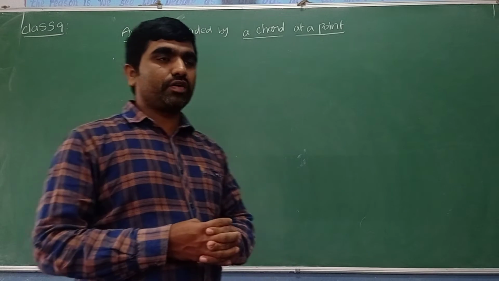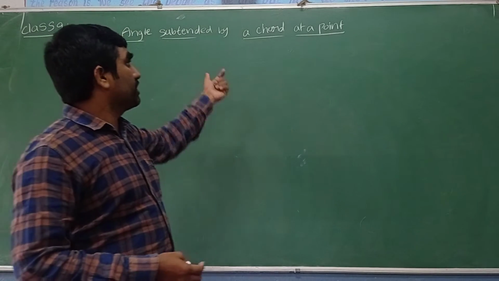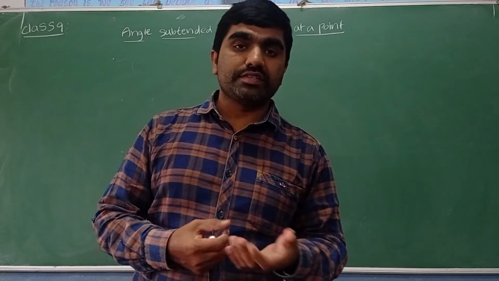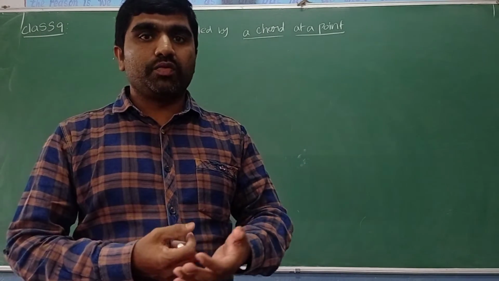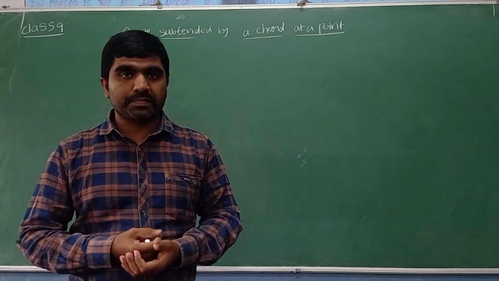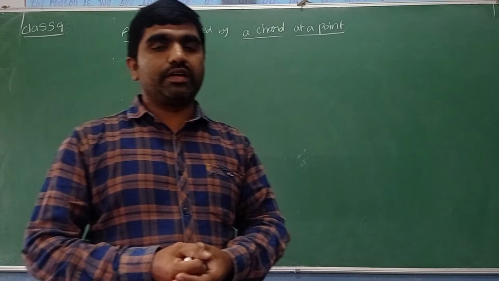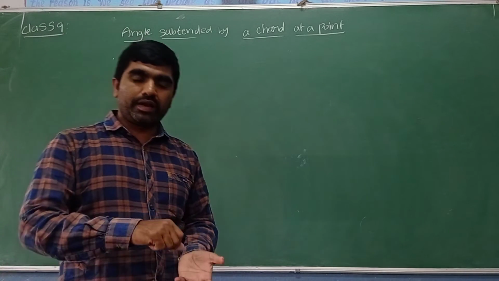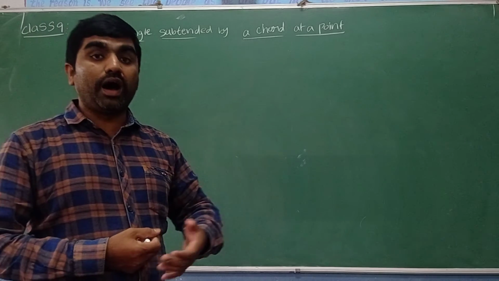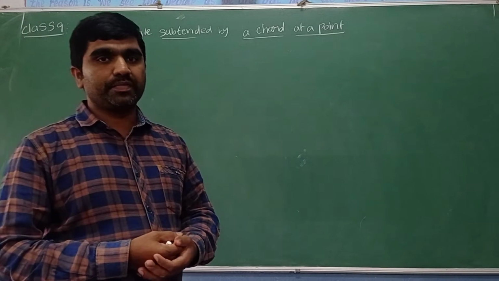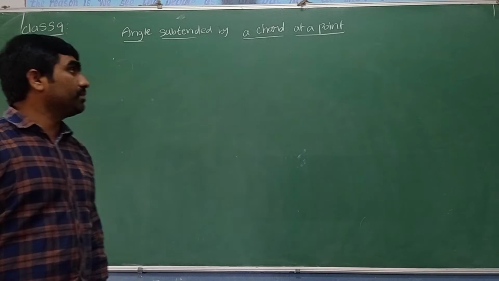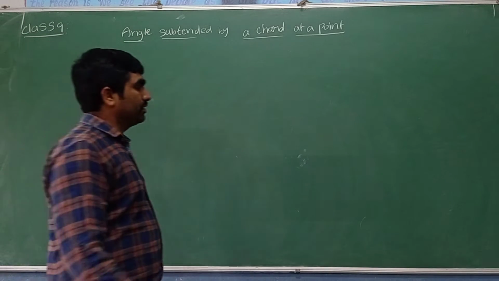Today in class we are going to learn about the angle subtended by a curve at a point. In the previous class we learned about the circle: what a circle is and the different terms we use in the circle concept, like radius, diameter, curve, sector, minor and major sector, segment, minor and major segment, arc, circumference. We learned all these concepts. And today let's see the angle subtended by a curve at a point.